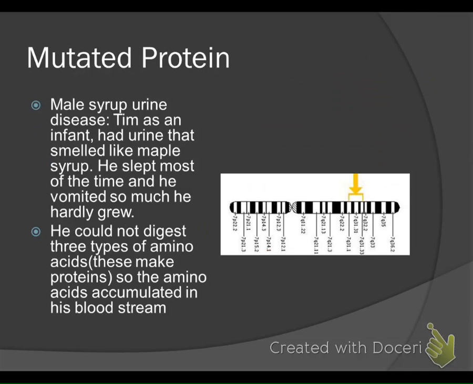The reason is because people with this cannot break down certain types of amino acids. So it builds up, can't be processed out, and it accumulates in the bloodstream. So now you used to have urine that smells like maple syrup, which is a little odd. The problem with that, you would think it just smells a little funky. No. The problem with that is you can die from it. So there was a case, Tim as an infant had urine that smelled like maple syrup. He slept most of the time, and he vomited so much he hardly grew because he couldn't digest 3 types of amino acids. Amino acids are what make up proteins, so they accumulated in his bloodstream.